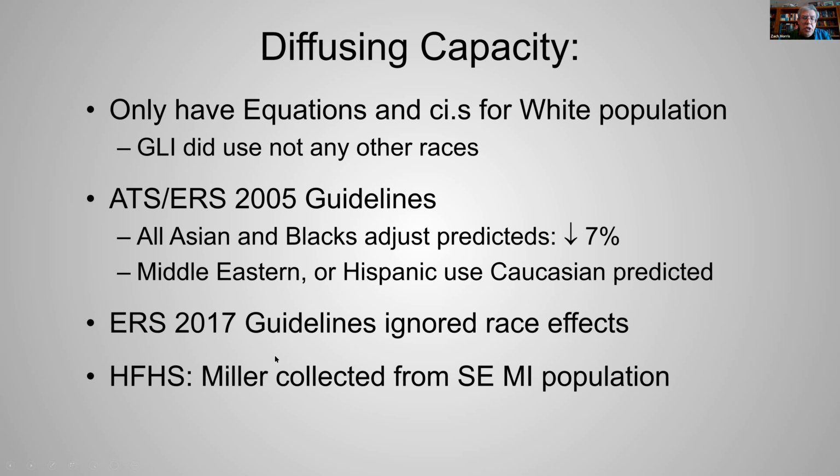One of the problems with GLI, with the diffusion guidelines that came out in the ERS in 2017, the most recent ones, they completely ignored the race effect. They didn't even mention it. They didn't say that it should be adjusted or compensated. They just ignored it. Unfortunately, most people out there are interpreting that there's no difference between races, and they use the more recent GLIs for everybody, the Caucasian values.